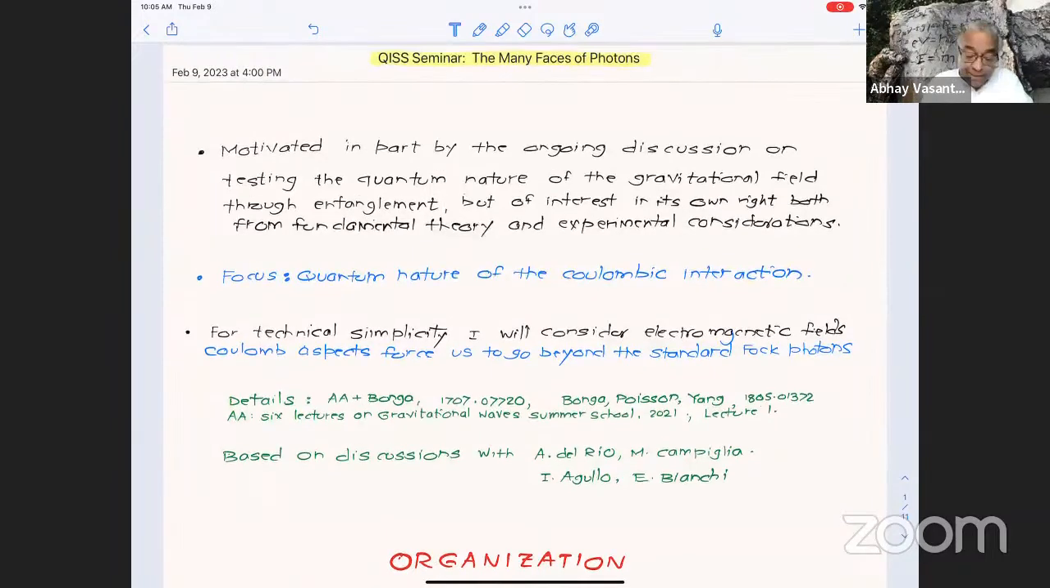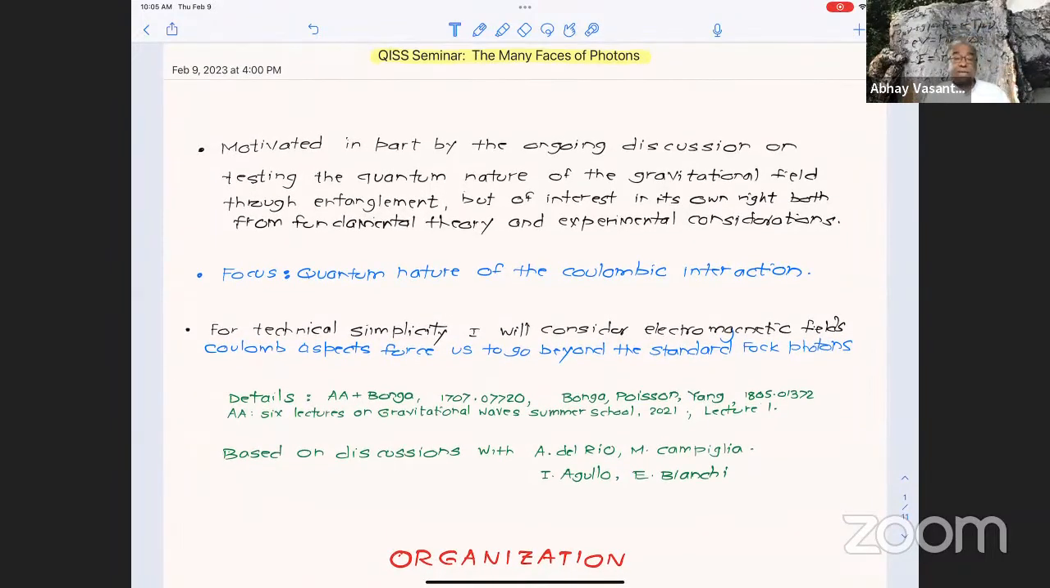So today, the title of my talk is The Many Faces of Photons. And this work was motivated in part by the ongoing discussion on testing the quantum nature of the gravitational field through entanglement. But it's of interest in its own right as well, from fundamental theory considerations as well as experimental considerations.